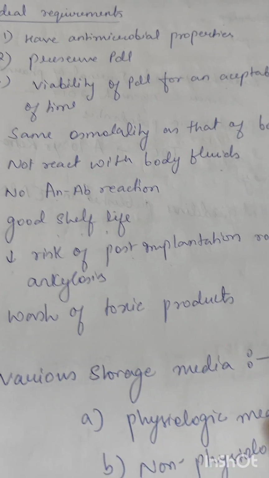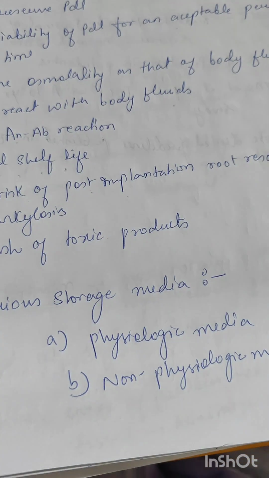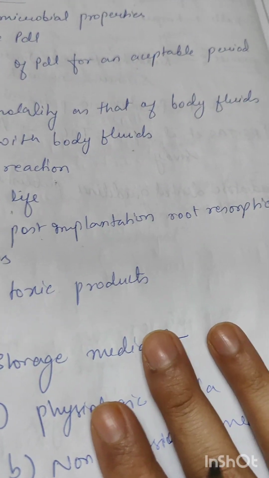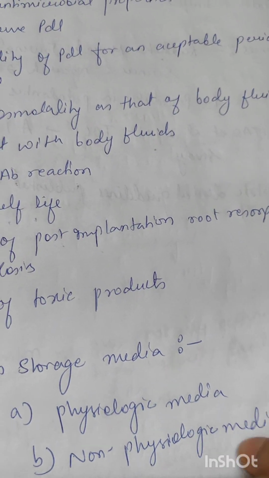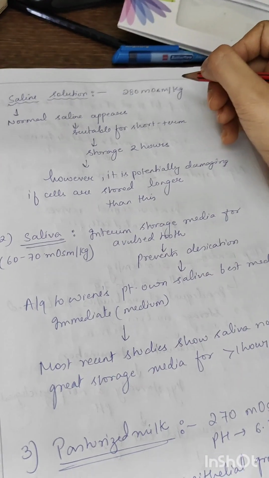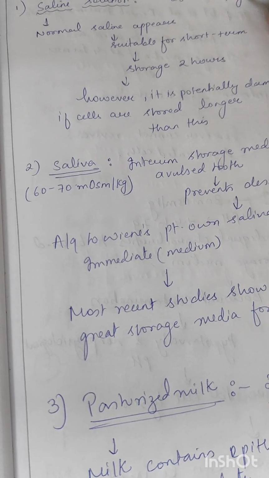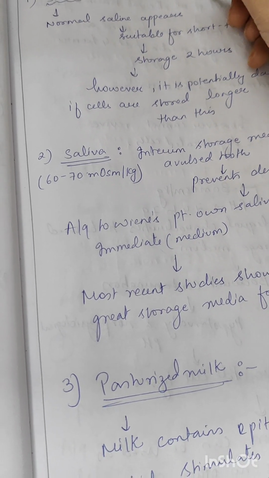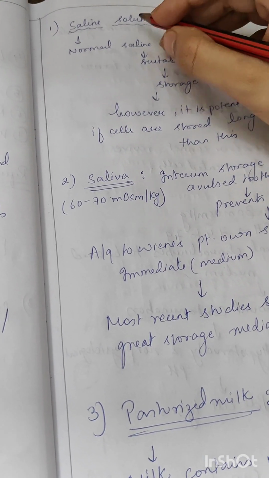Okay, now the various storage media can be classified as physiological media and non-physiological media. First we'll study the non-physiological media. Coming on to the saline solution, it has got an osmolarity level of 280 milliosm per kg. Okay, 280 milliosm per kg for saline solution.